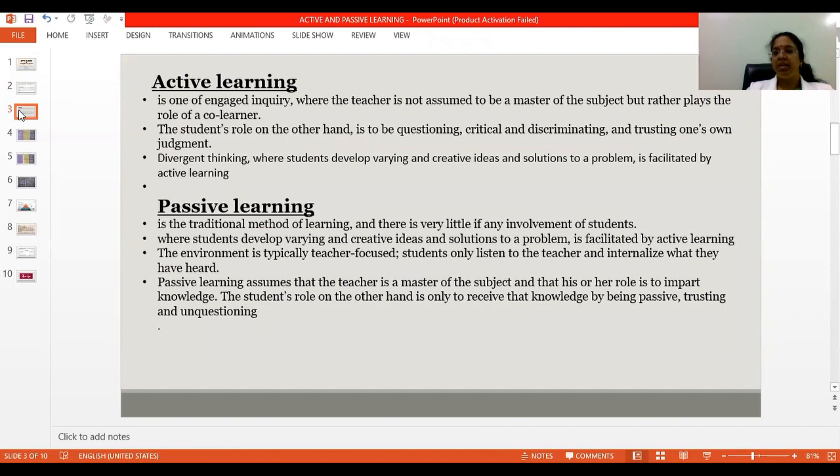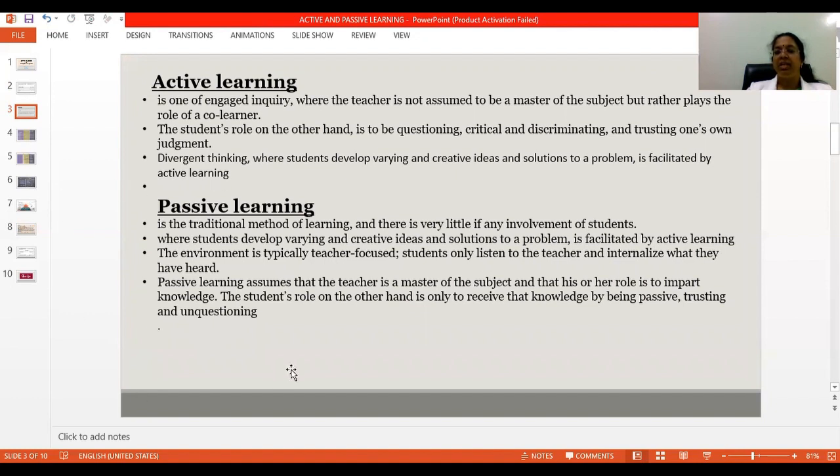Active learning is the most appreciated learning method in this 21st century. This is one of the engaged inquiry learning methods where the teacher need not be the master of the subject. She or he acts as a co-learner. Here, the students play a major role. It involves divergent thinking and developing creative ideas in active learning.